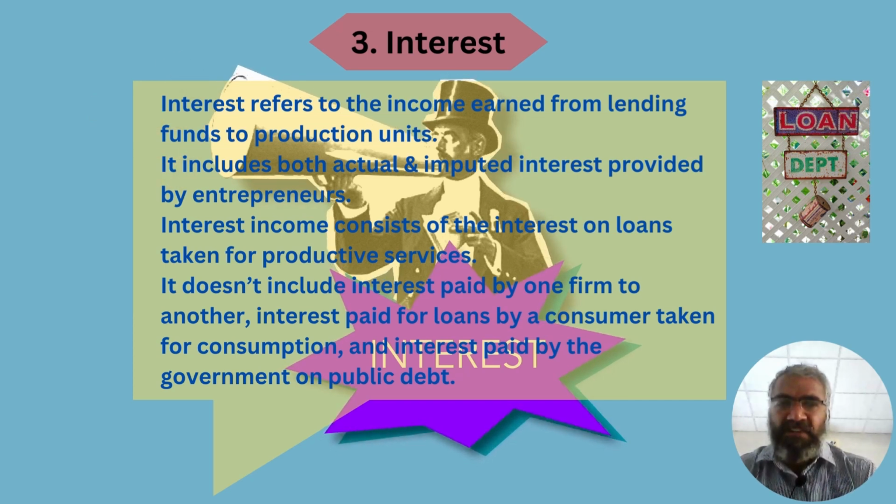Number three, interest. Interest refers to the income earned from lending funds to production units. It includes both actual and imputed interest provided by entrepreneurs. Interest income consists of the interest on loans taken for productive services. It doesn't include interest paid by one firm to another, interest paid on loans taken by a consumer for consumption, and interest paid by government on public debt.